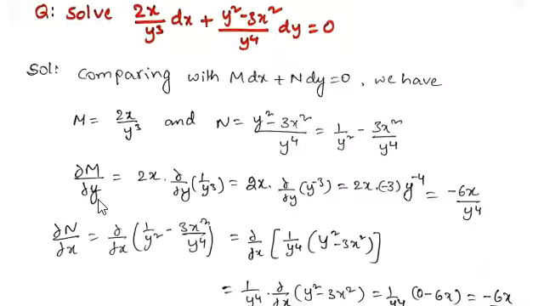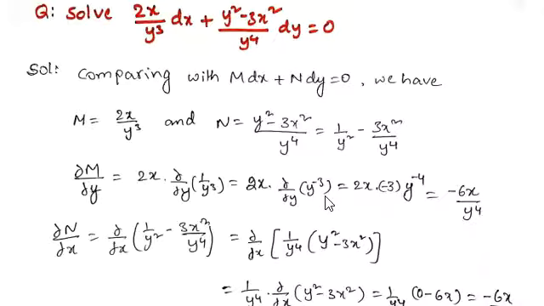that method. So if you do ∂M/∂y, that is the partial differentiation of M with respect to y. With respect to y means x is treated as constant, so it's a partial differentiation. So 2x into ∂/∂y of 1/y^3, that is 2x into ∂/∂y of y^(-3).